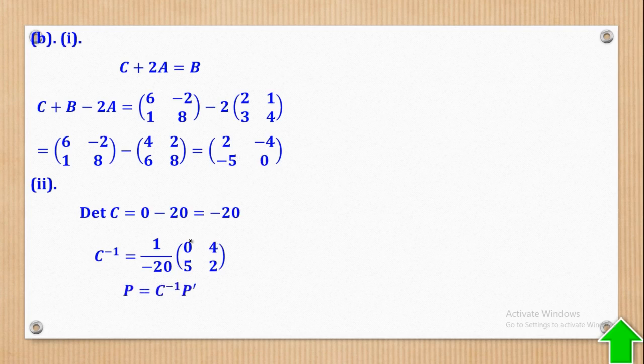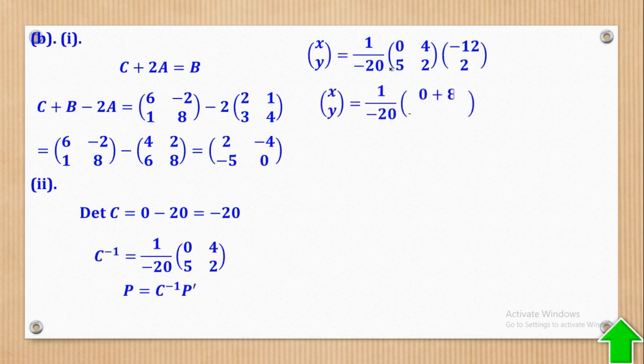Then when I simplify, I'll say that this object will be equal to the inverse of the transformation matrix multiplied by the image. Therefore, the object was xy, the inverse is that, and the image is this. So next is to multiply. When I multiply this with this, I'll come up with 0 plus 8. This with this, I'll come up with negative 6 plus 4. When I simplify further, I'll come up with that.